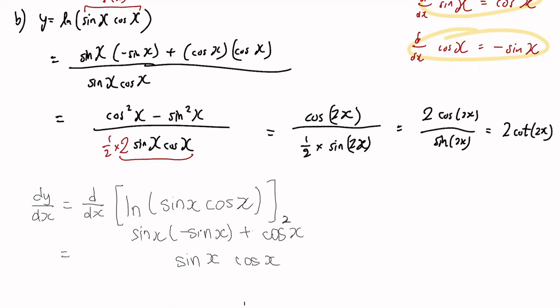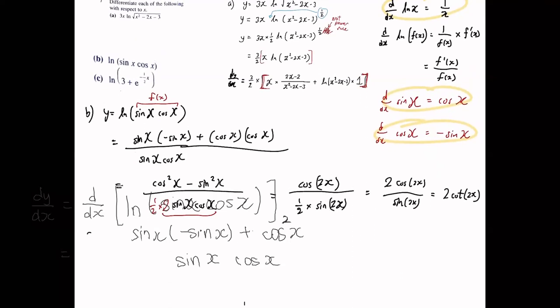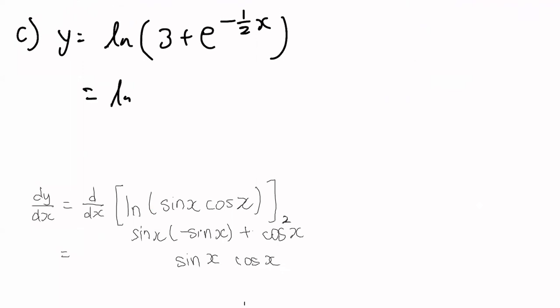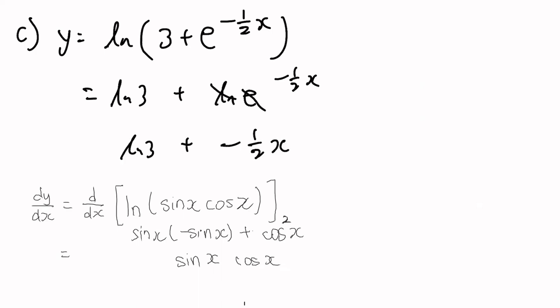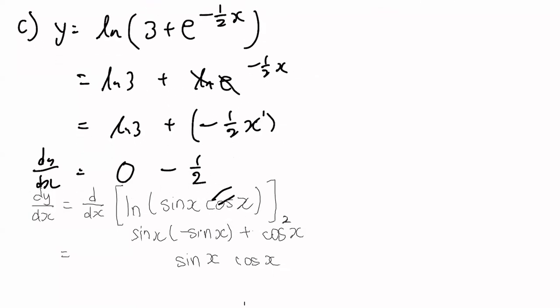Okay, let's try more examples. Part C, y equals to ln of 3 plus e to the power of negative half x. So is this equal to ln 3 plus ln e power negative half x? Then ln and e cancel away at negative half x. This ln 3 is just a constant. Then you differentiate constant, you get 0, negative half factor out. This is just x power 1, so it's just negative half. Then the answer is negative half, correct? Correct or wrong?